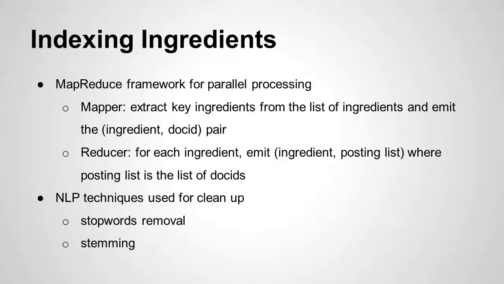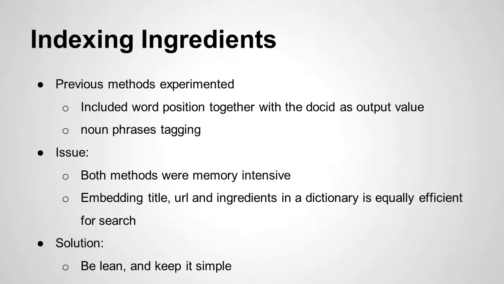We leverage some natural language processing techniques to clean up the recipes before indexing, such as removing stop words and applying the Porter stemming algorithm to the ingredients to remove common endings of words. We also experimented with other methods for indexing, such as noun phrase detection and including word position in the output. Both methods allow a certain level of simplification on the querying side, but it was too memory intensive, so we decided to be lean and go with the simpler solution of indexing individual words instead.